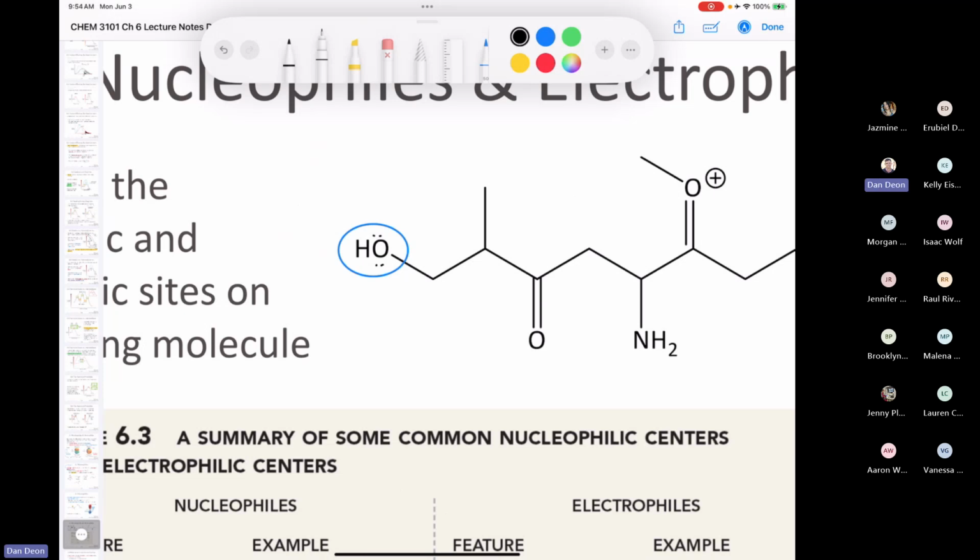It's going to be a nucleophile. Exactly. Thanks, Rubio. Yeah, it's going to be a nucleophile. Okay, let me try another one with you. Okay, what about this carbon?